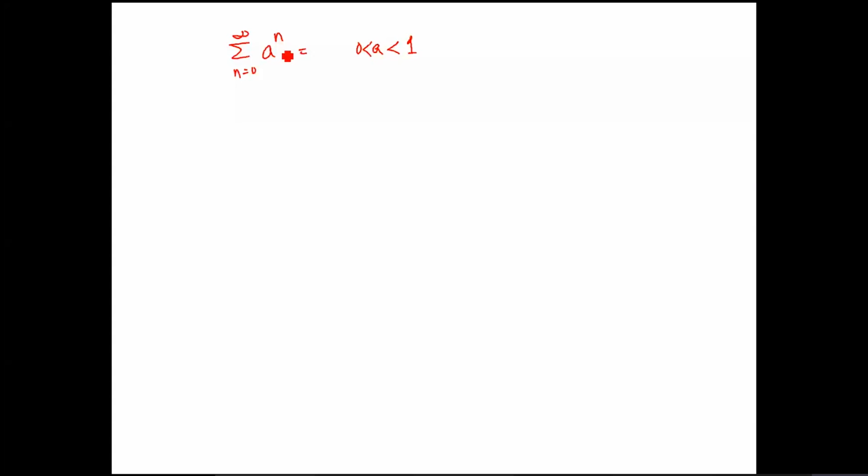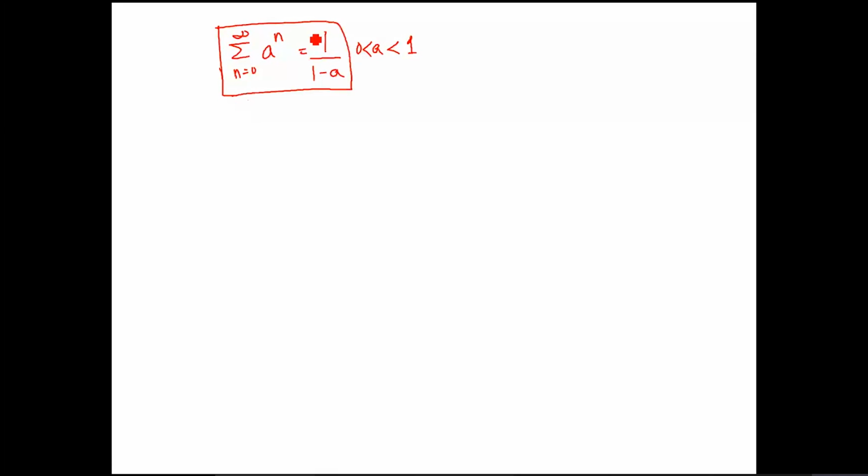Does anybody remember this formula from FSc? Guys, high flyers in mathematics. What is this summation? This is a series: a raised to power of n for n equal to 0 to infinity. What is the sum of this series? Nobody remembers it? You remember this formula?